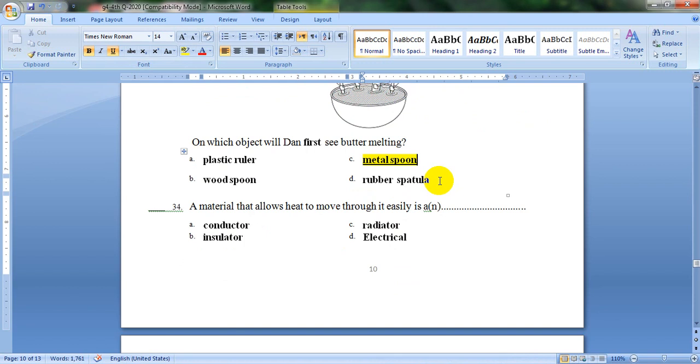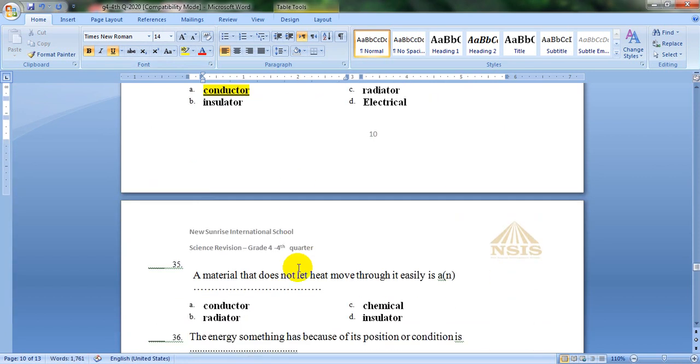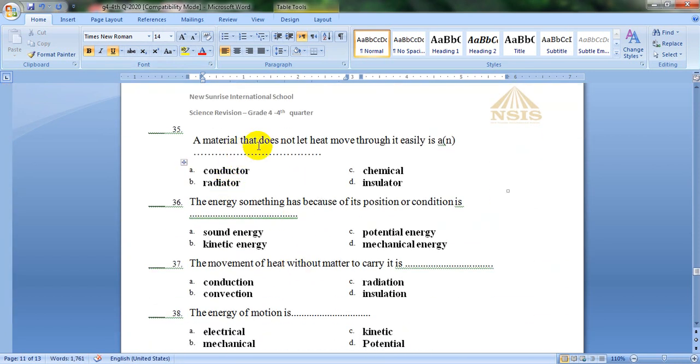A material that allows heat to move through it easily is a or an: conductor, insulator, radiator, electrical. It allows heat to move, so it is a conductor. 35. A material that does not let heat move through it easily. It doesn't let heat move. Is a conductor, radiator, chemical, insulator? It is an insulator.